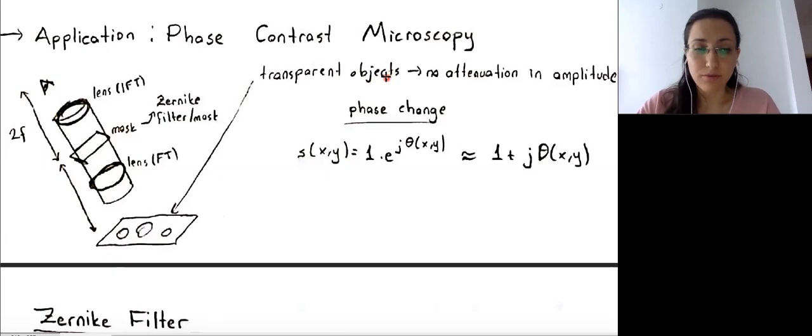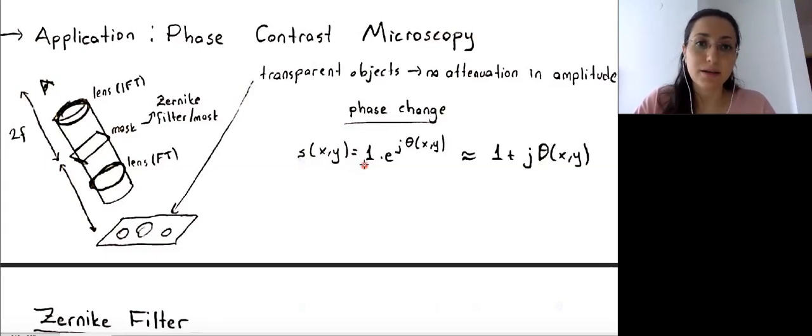Okay, to understand what type of mask we're going to use, or the role of this mask, we should understand the mathematical model for our transparent object. So for the transparent object, we said that there is no attenuation in amplitude. So if we call the object's distribution f(x,y) and look at its amplitude, we should get 1. Okay, so it's uniform everywhere in amplitude.